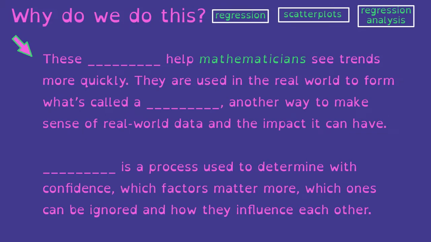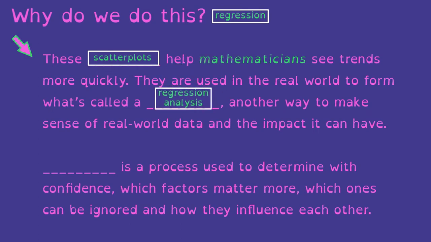So here's everyone's favorite question. Why do we do this? Earlier on the previous slide, we talked about scatter plots. Those help mathematicians see trends more quickly. They're used in the real world to form what's called a regression analysis, which is just another way to make sense of what's going on in the real world and how it impacts us on a daily basis.